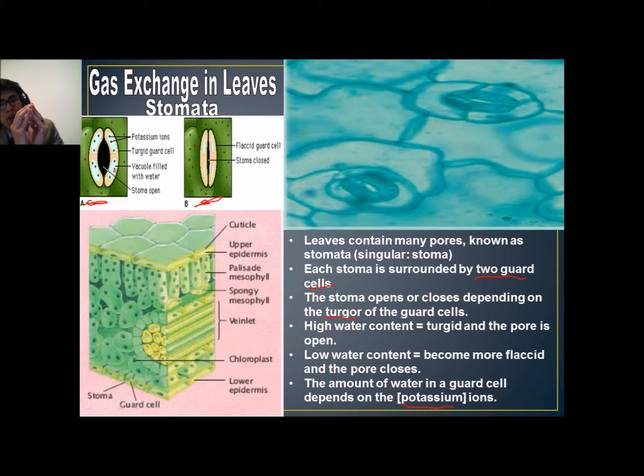But if the plant wants to close the guard cells, it moves the potassium outside of the guard cells. Therefore, it becomes more salty outside of the guard cells. Water wants to dilute it, and water will go from an area of high concentration to low, so that it starts to close the stoma again.